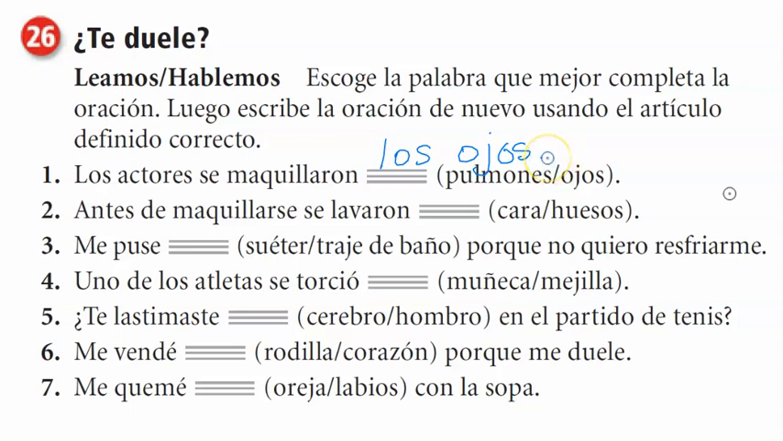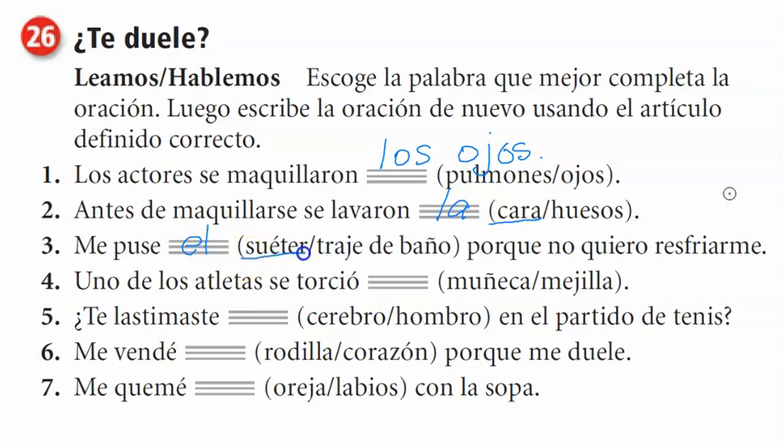All right, you're back. Let's see how you did. Antes de maquillarse, se lavaron. Well, we don't wash our bones. That doesn't make sense. So it's actually going to be la cara. So you should have written out la cara. We wash our face. All right, what did I put on because I didn't want to catch a cold? A bathing suit does not make any sense, so I'm going to put el suéter.